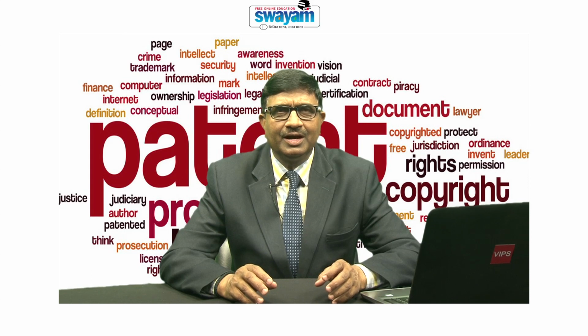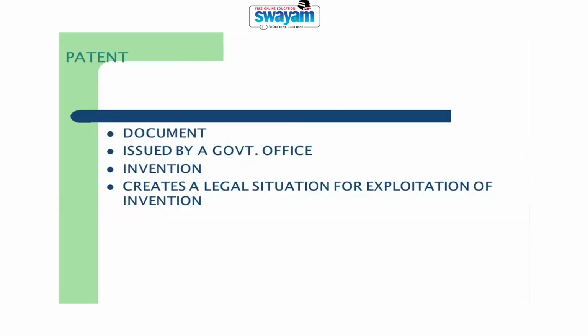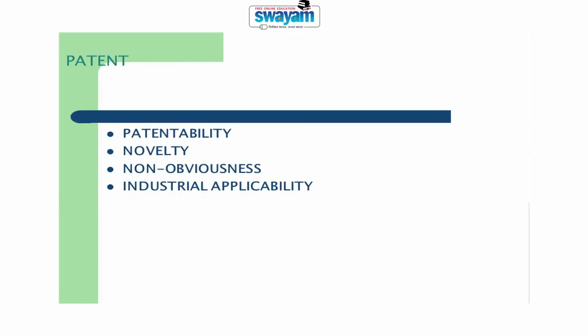So finally, if somebody asks you what a patent is, a patent is a document issued by a government office for a novel invention that creates a legal situation for exploitation of the invention. That is in a nutshell what patent means. Now, before you go for patenting, you have to define certain properties of the patent, that is novelty. What is the novelty in your patent? That is very, very important. The patentability will be decided only once you are able to prove novelty.